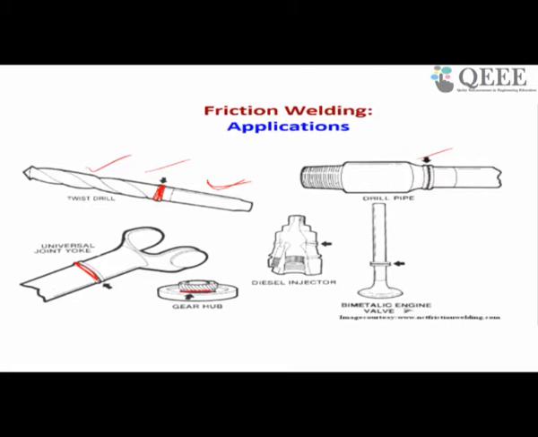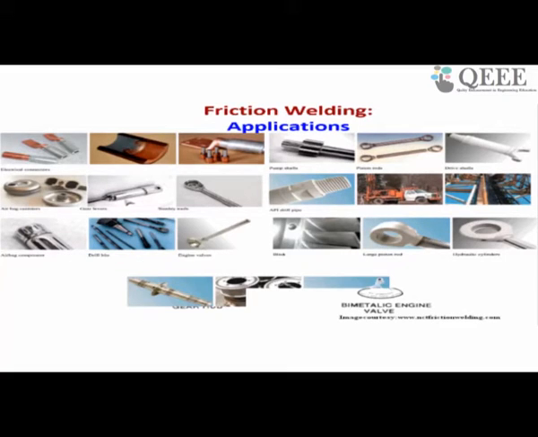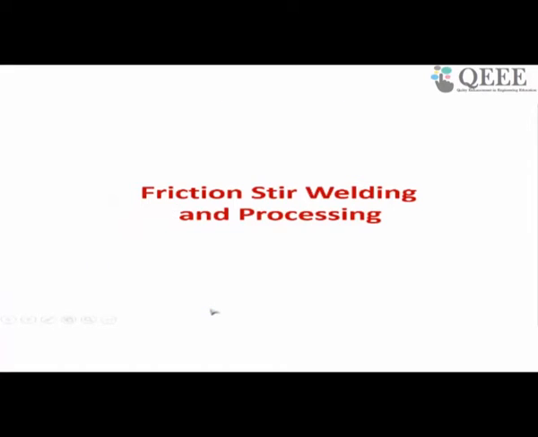So this is your bimetallic engine valve. They are joined here by friction welding. So it has huge application. You can see many applications: electrical connectors, pump details, and piston rod. Here they join by friction welding. So friction welding has a huge lot of applications.